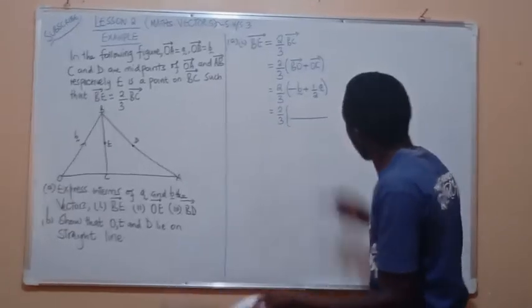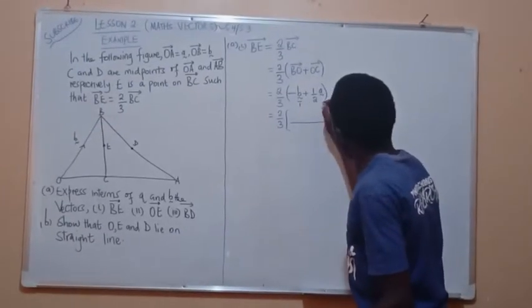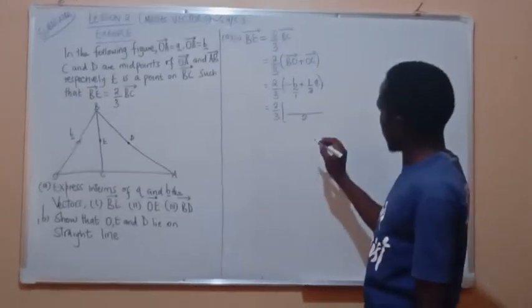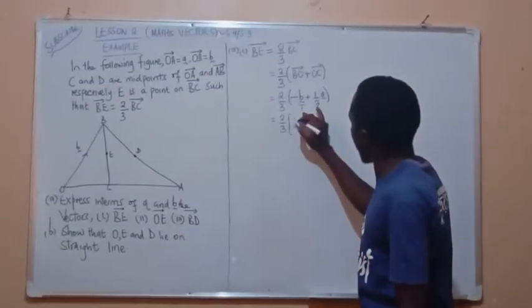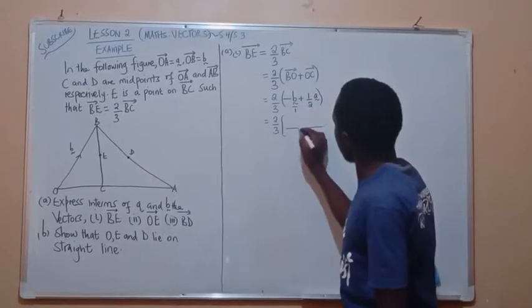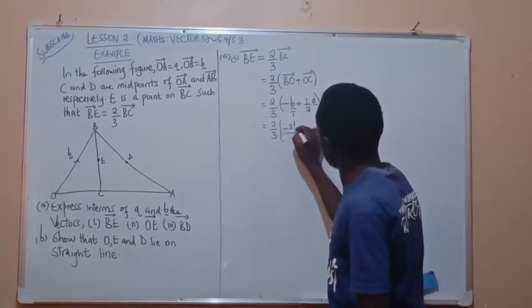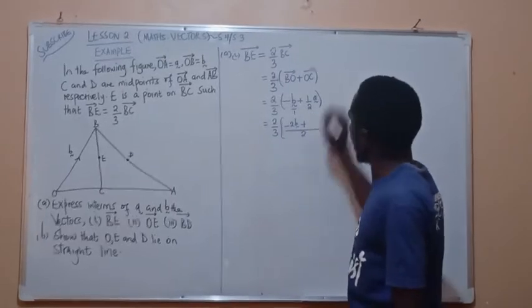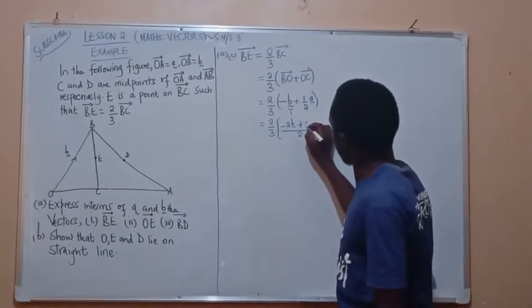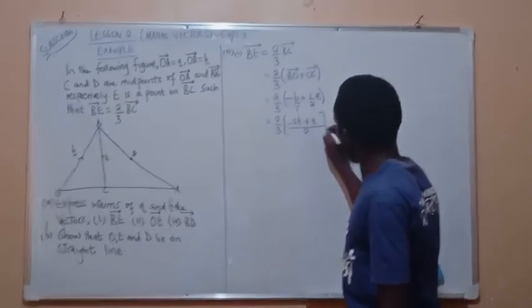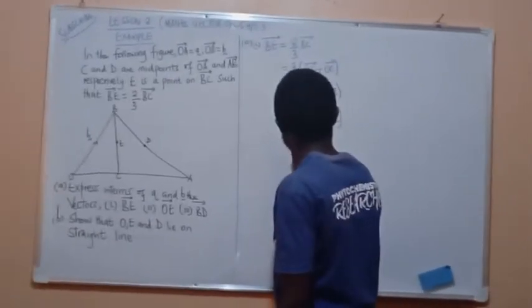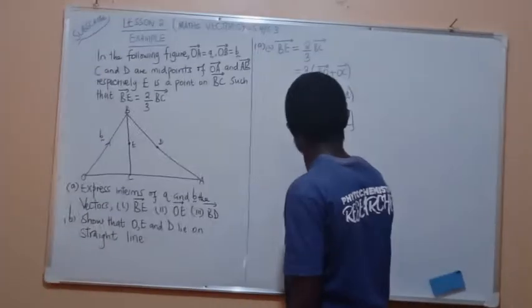This is b out of 1, and this is a out of 2. So the LCM is 2. When you take the LCM, we shall get 2 divided by 1, we shall get 2. 2 times negative b, you'll get negative twice vector b, plus when you get 2 divided by 2, you get 1. 1 times vector a, you get vector a.